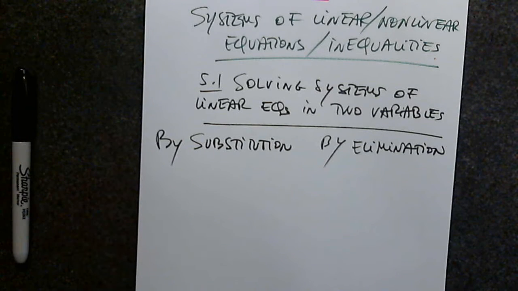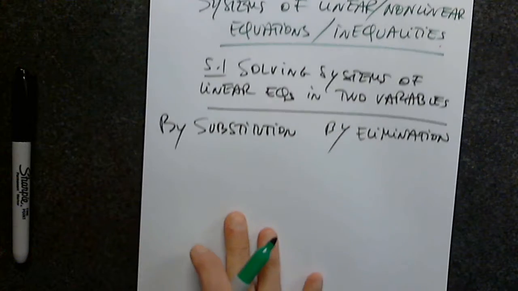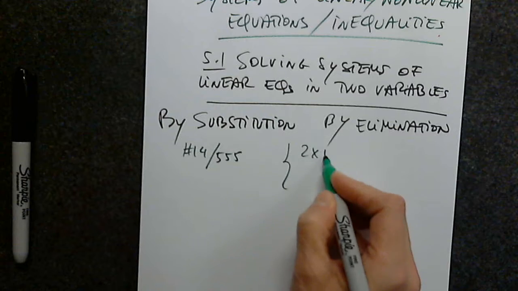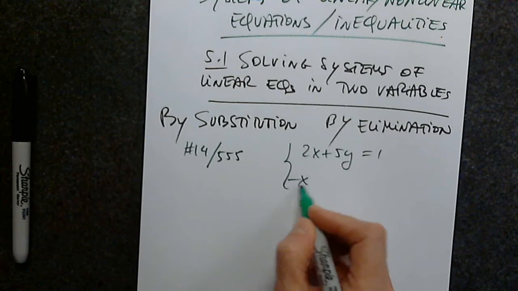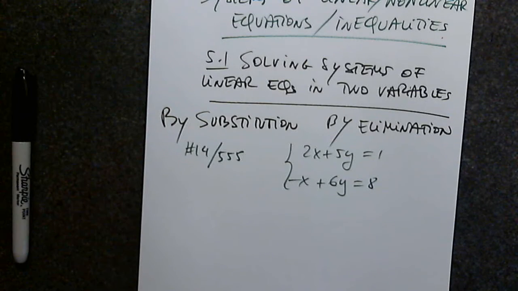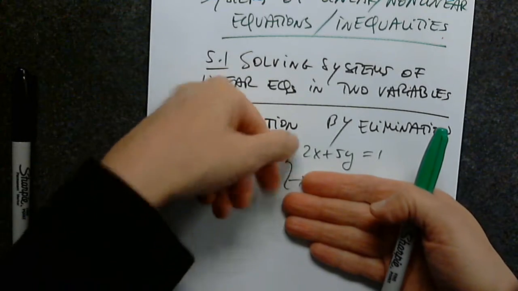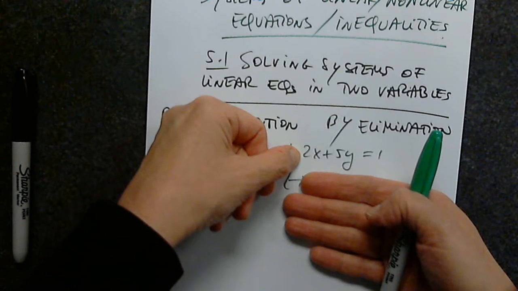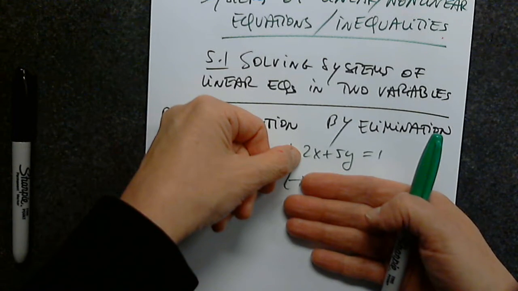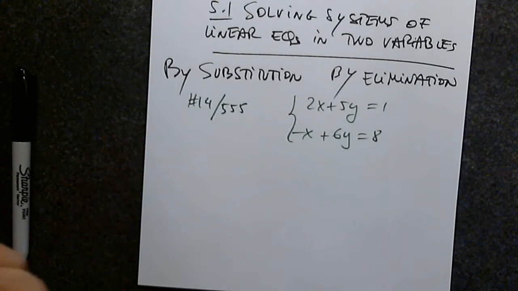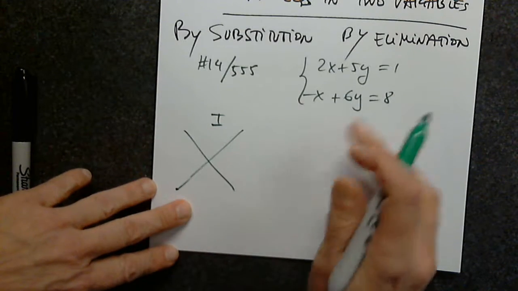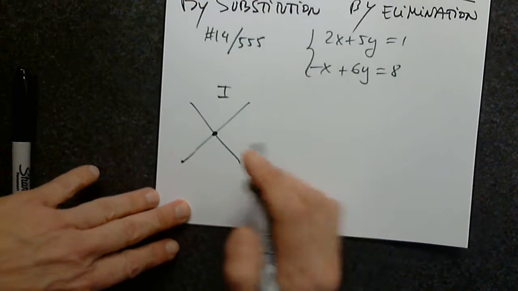So let's take a look. Let's start with 14 on page 555. 2x plus 5y equals 1, negative x plus 6y equals 8. Can anyone tell us what this is? Linear. Good. So if you graph it, how will it look? Like a line. Very good. Awesome. So there are 3 possibilities. Possibility 1, when this line meets this line in 1 point. 1 solution.